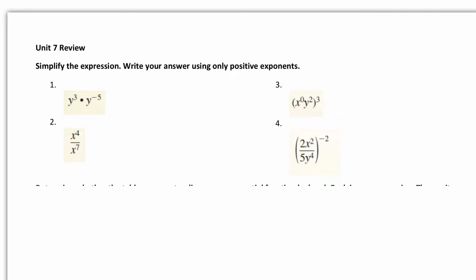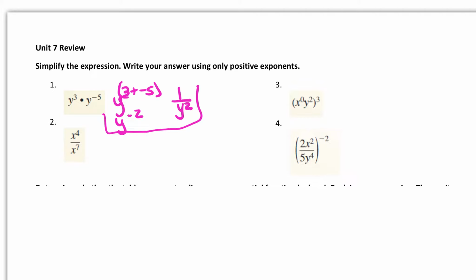So the first part of this is simplify the expression and write your answer using only positive exponents. For the first one, we have y to the third times y to the negative fifth. Our product rule is that we add the exponents. So we have y to the third plus negative 5. We get y to the negative 2. Like I said before, our exponents in this class have to be positive, so we would write this as 1 over y squared.